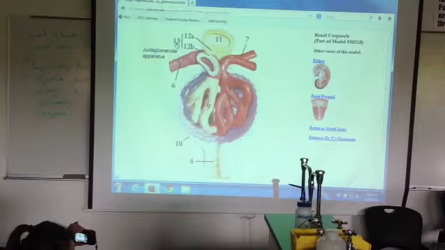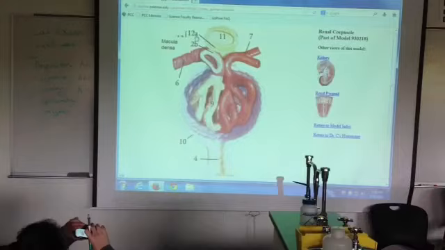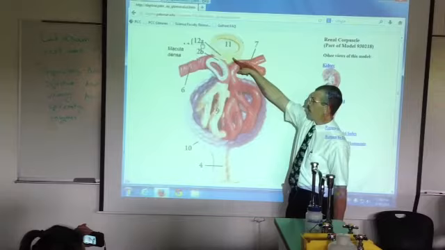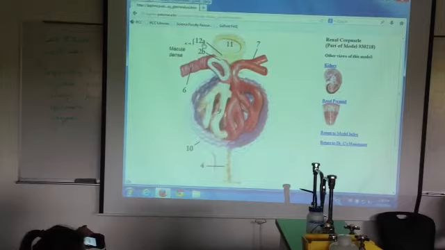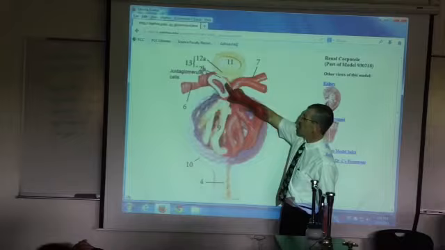Because 12A and 12B individually have different names. So 12A is called your macula densa. Those cells, right here in the yellow, those are the macula densa cells. They're not the juxtaglomerular apparatus. They're the cells. 12B are juxtaglomerular cells, not apparatus. And that's where it's pointing here. So you have macula densa here, juxtaglomerular cells here. Put them together, they're juxtaglomerular apparatus.